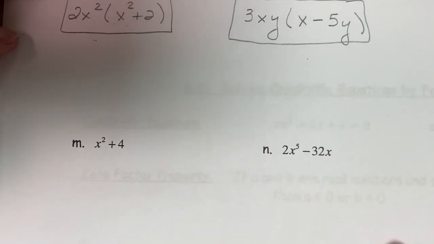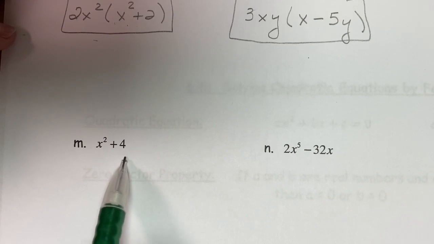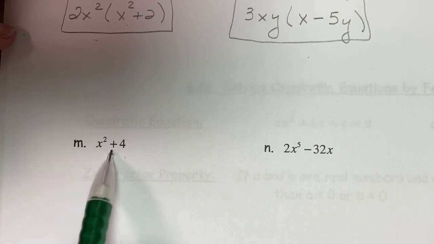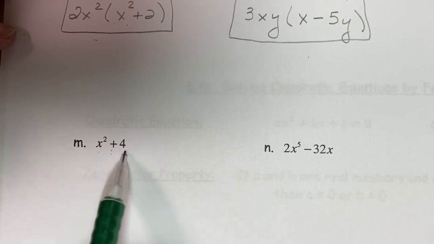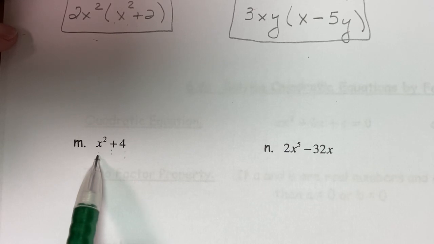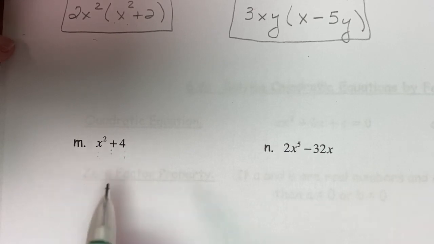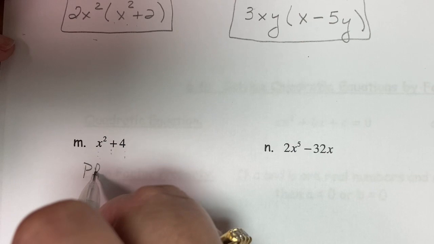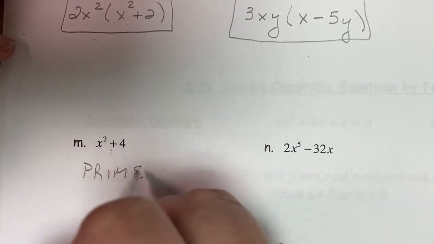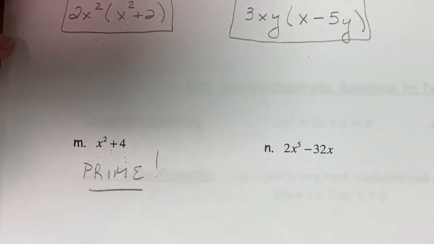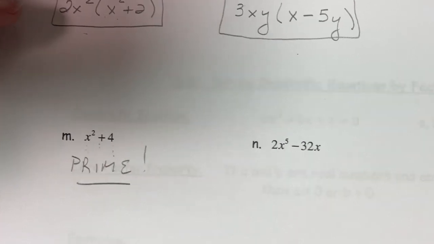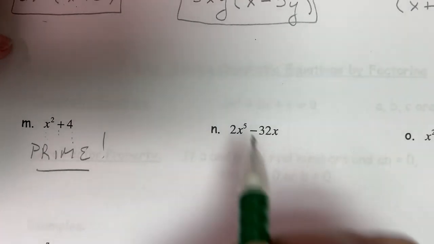How about M? There's no GCF. Can I factor it? Is it a difference of 2 squares? It is not. It's a sum. This one is prime as it stands. There's nothing we can do to it. All right, let's keep going.